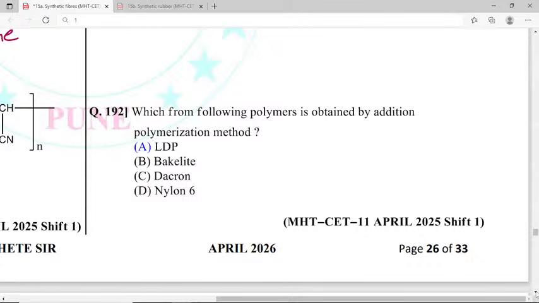Which from the following polymers is obtained by addition polymerization? Low density polythene is addition polymerization. The remaining, bakelite and Dacron, are not. Nylon 6 is ring opening. Dacron and bakelite are condensation.